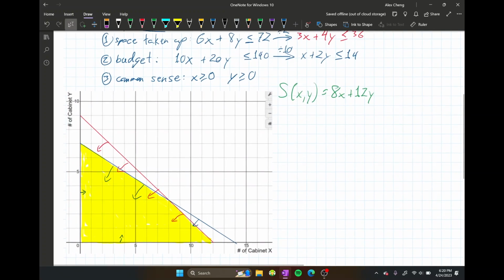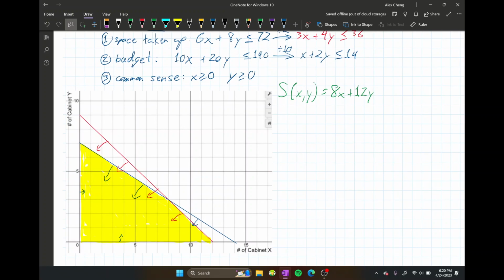But what we can do, remember, is say, okay, let's just pretend I want s to be a certain value, a certain number. Let's pretend s is equal to 50 cubic feet. Then that equation changes a little bit. 50 is equal to 8x plus 12y. This is a line now, right? All we have to do to graph it is find its x and y intercepts.